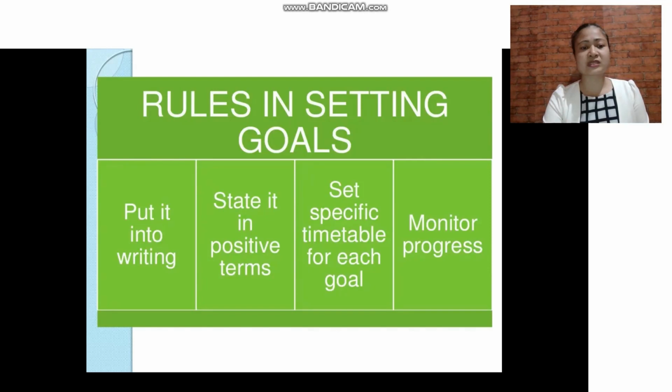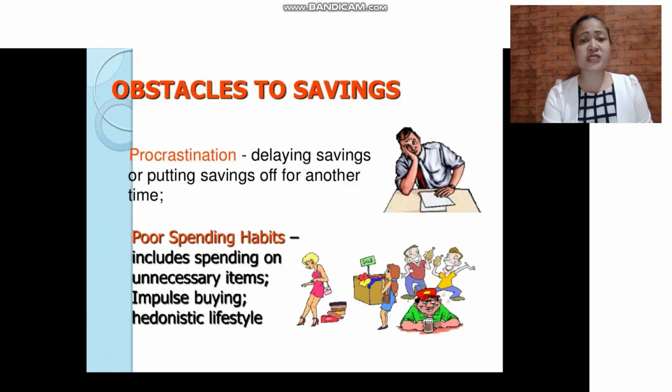Rules in setting goals. Put it into writing. State it in positive terms. Set a specific timetable for each goal and monitor progress. Obstacles to savings. First, procrastination, or delaying savings, putting savings off for another time. Second, poor spending habits. It includes spending on unnecessary items, impulse buying, and a hedonistic lifestyle. So those are the obstacles to saving money.